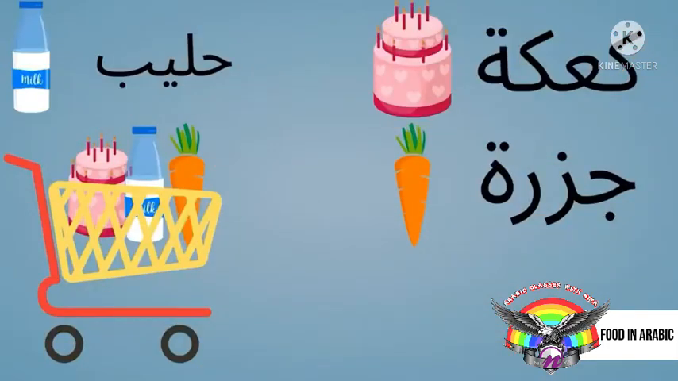The answers are here. Cake, which means كعكة. Carrot, which means جزرة. Milk, which means حليب. Let's repeat, كعكة, which means cake. جزرة, which means carrot. And حليب, which means milk. Well done if you got it correctly.